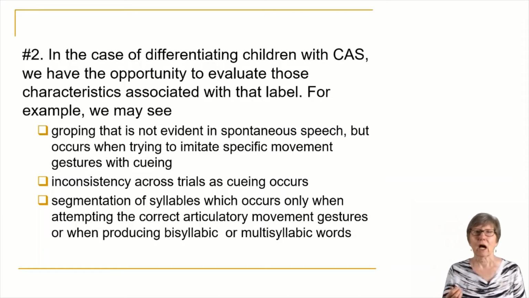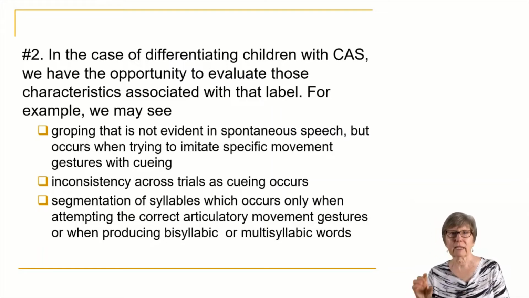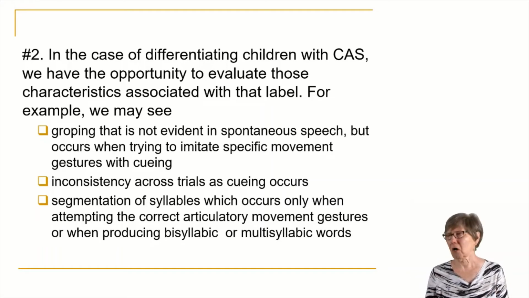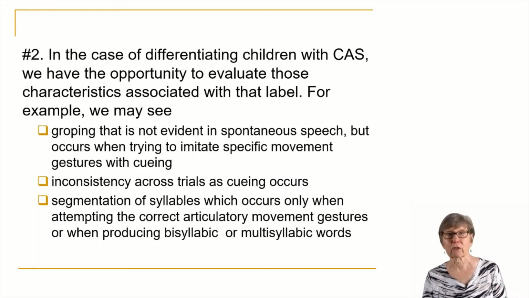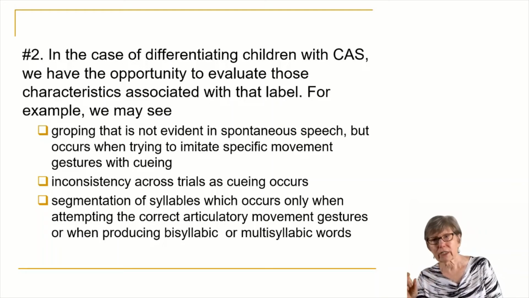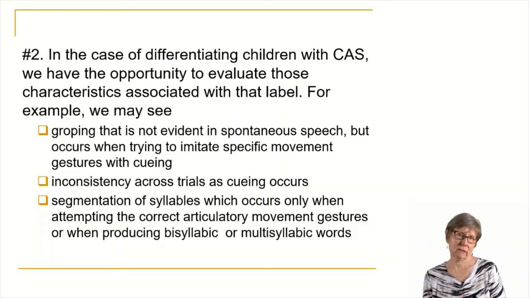The second big advantage, in the case of differentiating children with CAS, is that we have the opportunity to evaluate all the characteristics associated with the label, but also the degree, the frequency with which they exhibit them, and how much time it takes for them to improve with our cueing. Some of the things that we may see are groping, that's not evident in spontaneous speech, but does occur when the child is trying to imitate specific words or phrases. Inconsistency across trials as cueing occurs. Segmentation of syllables, which occurs only when the child's attempting correct articulatory movement gestures or when the child's attempting to produce a bisyllabic or multisyllabic word.